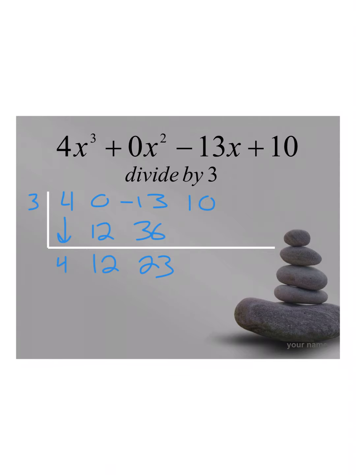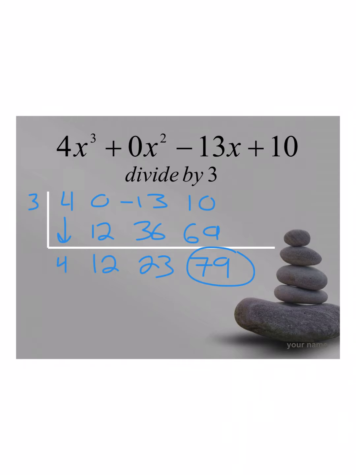And then I'll take that 23 and multiply it by my a value, and I'm going to get 69. And last but not least, I'm going to add straight down one more time. So 10 plus 69 gives me a final answer of 79, and that is my remainder.